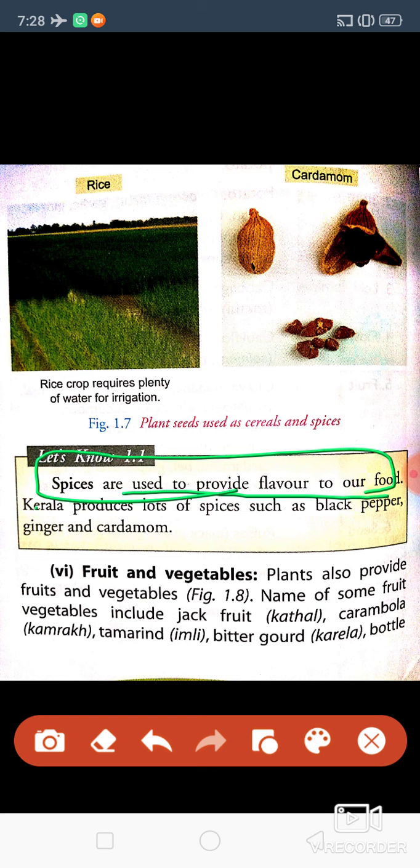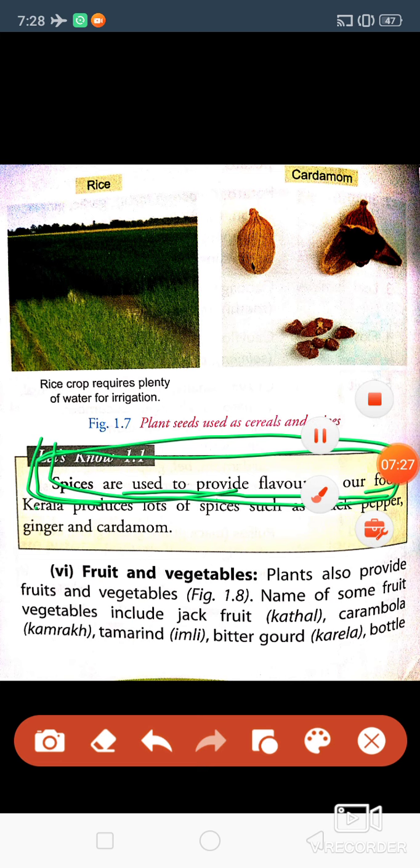And what are the various examples of spices? Turmeric, then chili powder, then black pepper. So many examples are there. So what do you mean by spices? Spices add extra flavor to our food. It gives flavor and taste to our food. Okay, so that is spices. And you can write the examples: turmeric, chili powder, black pepper, and so many spices are there. Okay, you can give the example.